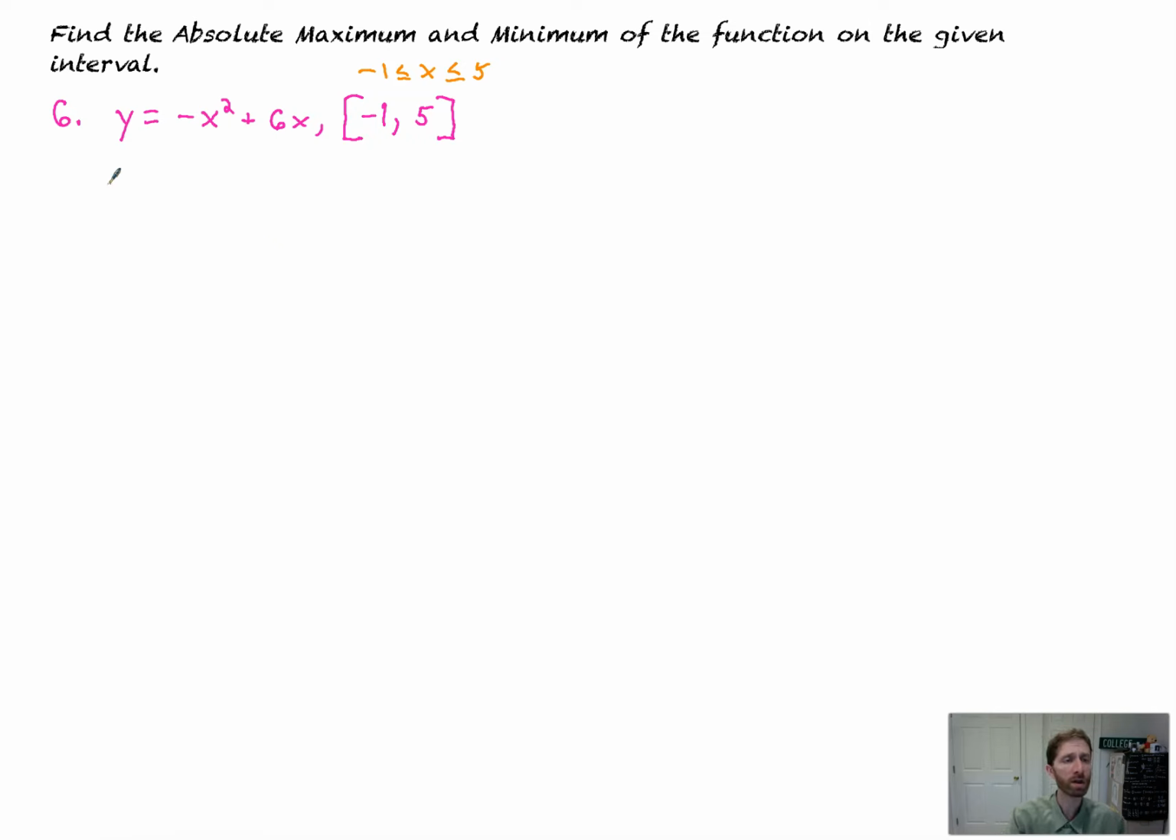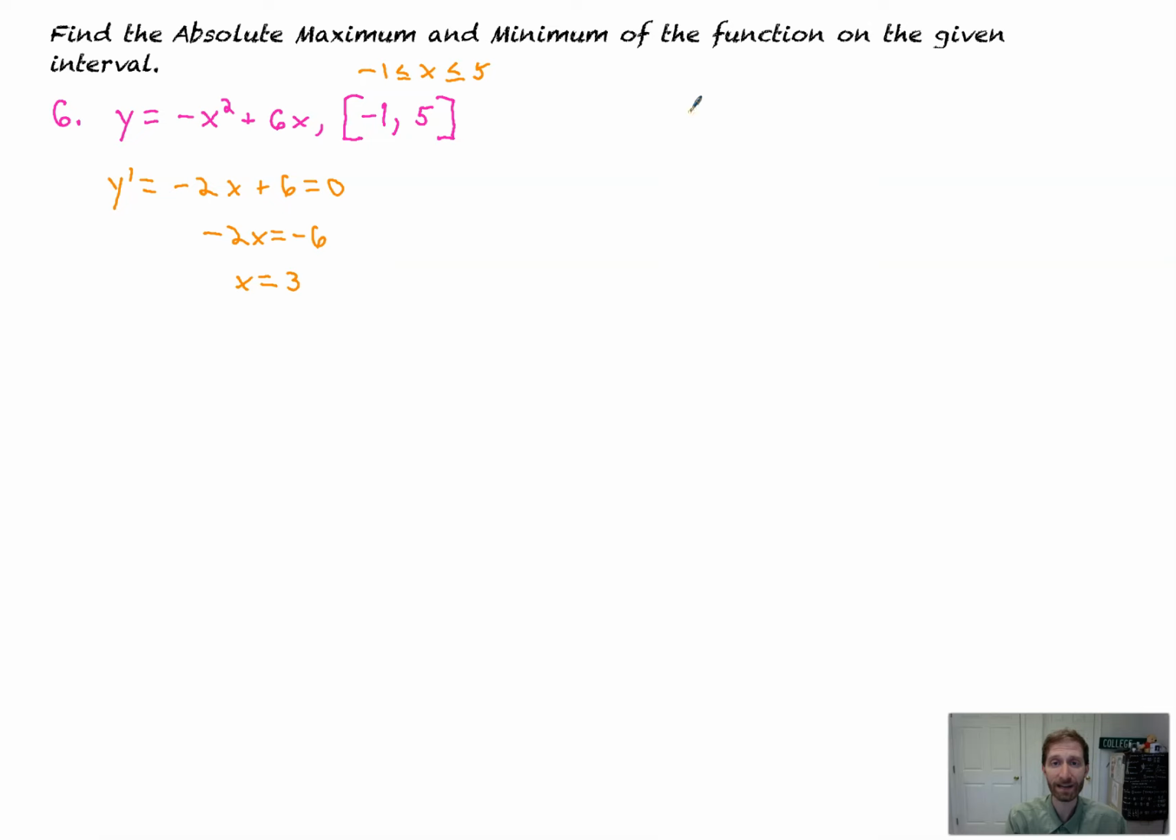So let's find the critical numbers first. That's going to be where y prime is equal to 0. So the derivative is minus 2x plus 6, not bad at all. We set that equal to 0. Subtract 6 from both sides and divide by -2. So x is equal to 3. So that's a critical number. That's what we now have. We've got a critical number.